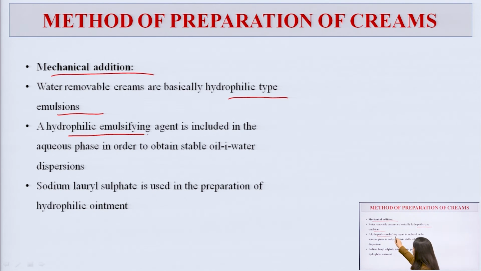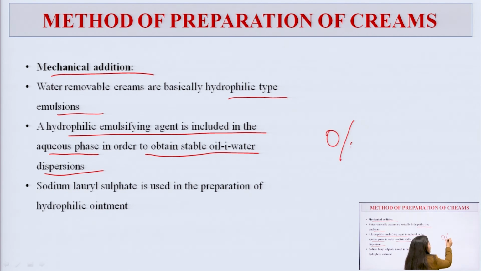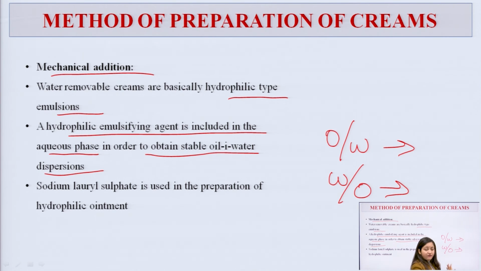Next, a hydrophilic emulsifying agent is included in the aqueous phase in order to obtain a suitable oil-in-water type of dispersion. So, depending upon choice, if we are going to formulate an O/W type of emulsion, the choice of base is going to be different. It is going to be hydrophilic type of bases. If the formulation is W/O type, then definitely the base is going to differ, and it is going to be oleogenous bases. For example, SLS is used in the preparation of hydrophilic ointment, because whenever we prepare an emulsion, a suitable emulsifying agent is added in order to make our preparation stable.